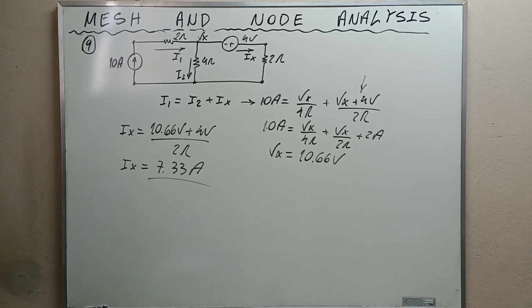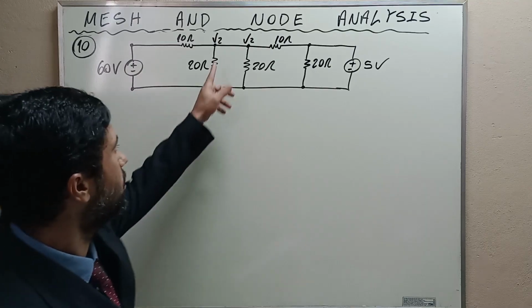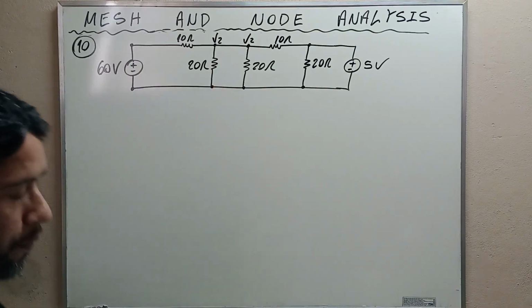Let's go to exercise number 10. Exercise number 10, determine the voltage V2 in the following circuit. Alright, my friends, this is the exercise. Let's go to the solution. The exercise wants us to calculate the value of V2, okay?